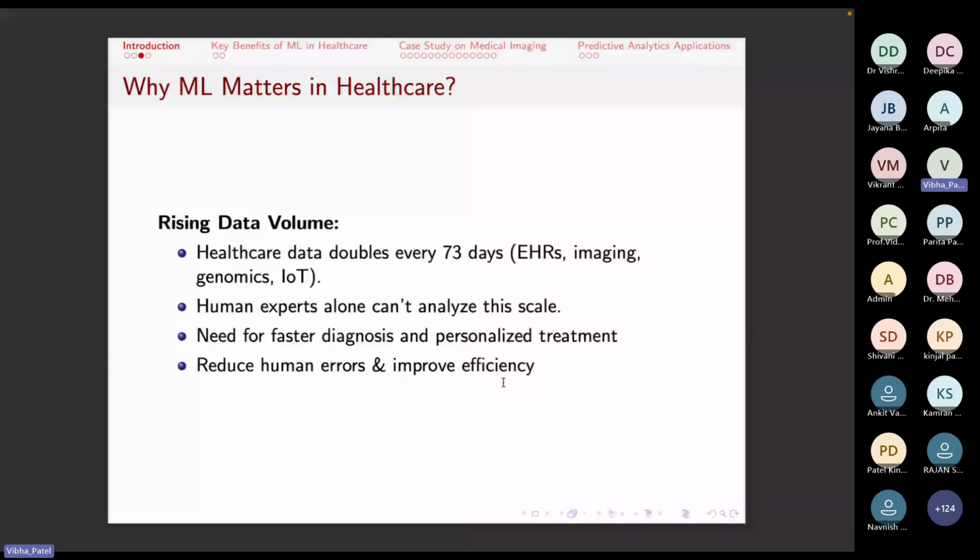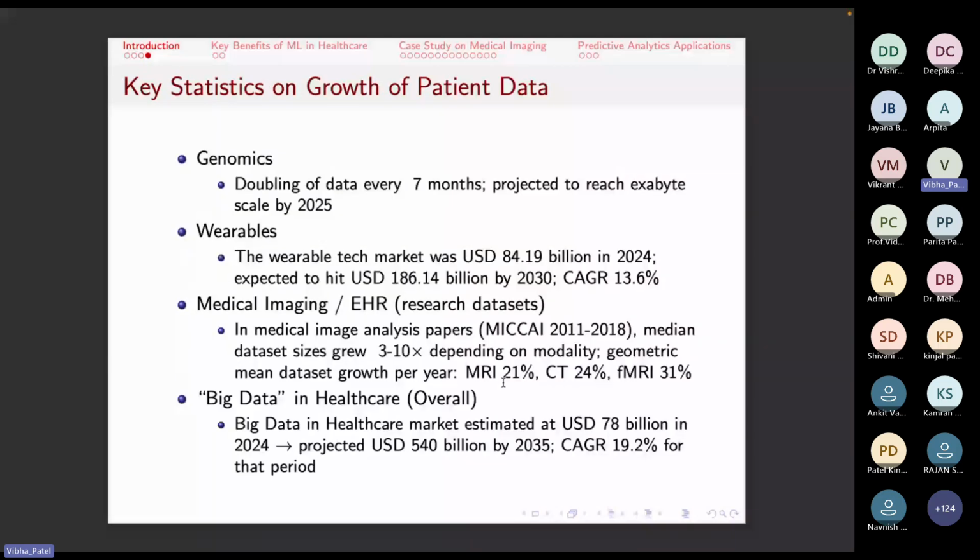So these are a few statistics that I have received from various sources. Again, these are not mine, but I have collected them from various sources. So the 73 days doubling is basically an accumulation of all this kind of data that has been projected over here. Genomic data actually doubles every 7 months, and it is expected to reach exabyte scale by 2025. No doubt we are in 2025, and it has reached exabyte scale as of now.